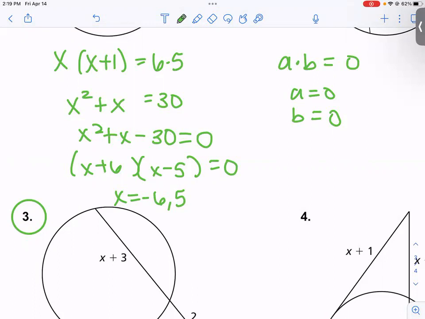Are we okay with this answer? Yes. How did you get from positive 6 and negative 5 to negative 6 and positive 5? X plus 6 equals 0. X minus 5 equals 0. But I'm not okay with these two. I'm only okay with one.